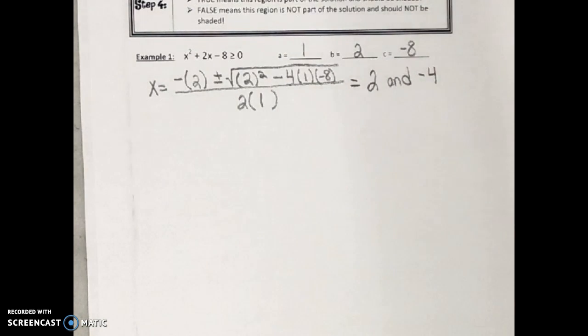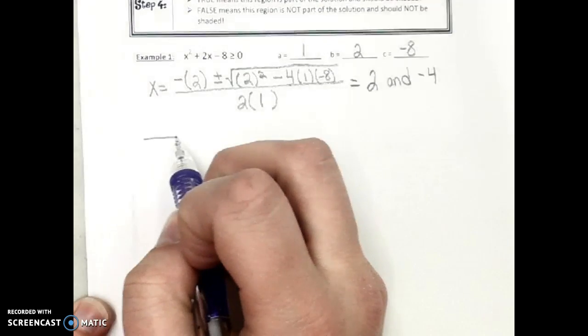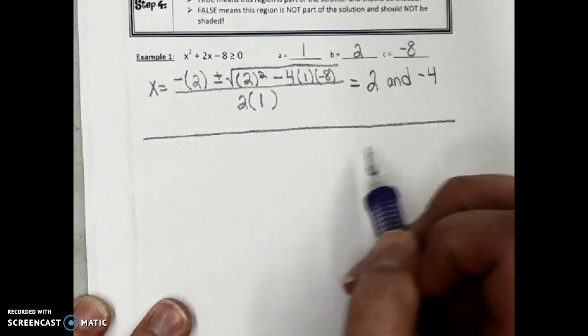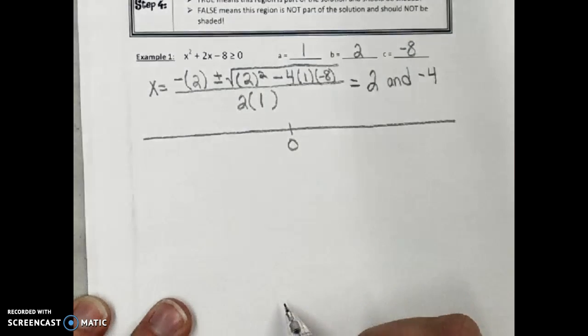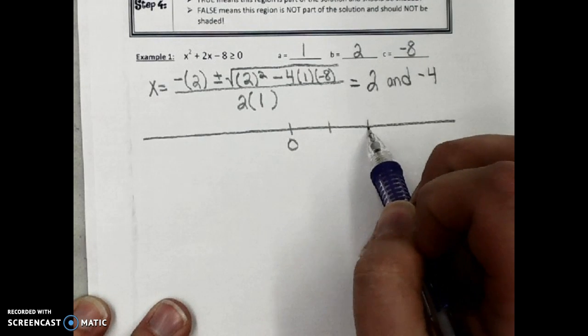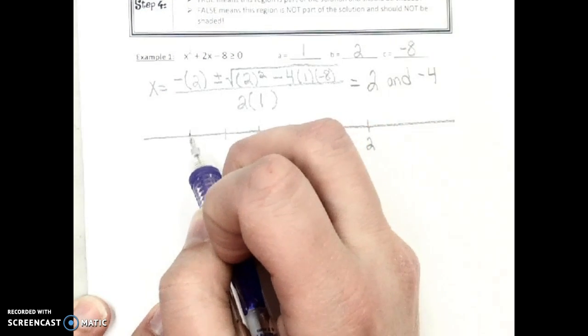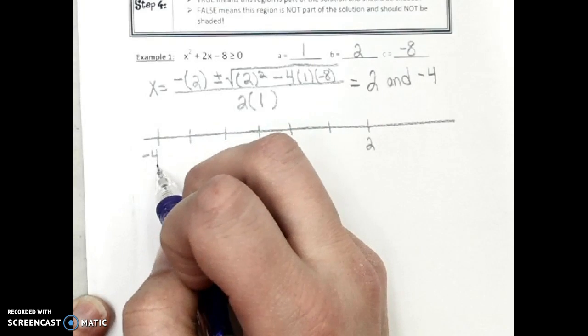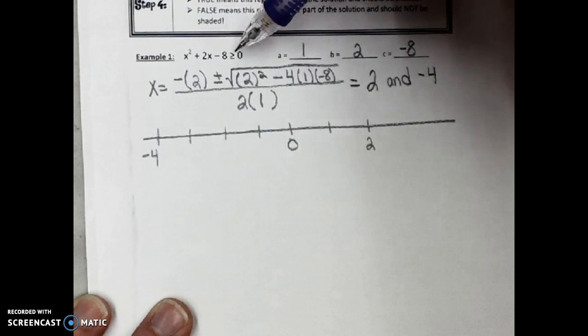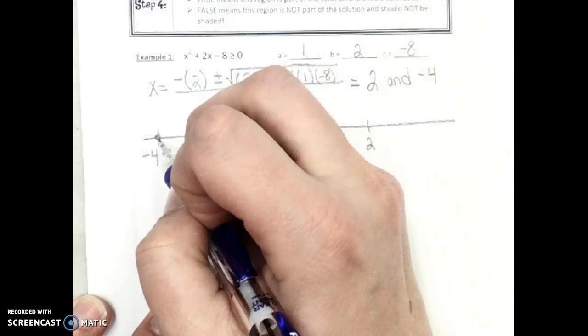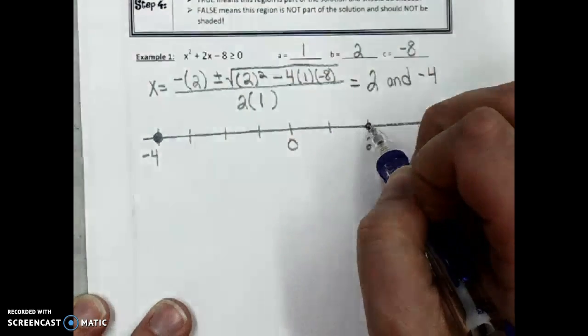You have now completed step 1. Step 2 is to plot these on a number line. So I'm going to draw my number line. 0 is in the middle. 1, 2, there's positive 2. Here's negative 1, negative 2, negative 3, negative 4. Because this says or equals to, I'm going to have a closed-in circle for each of these.